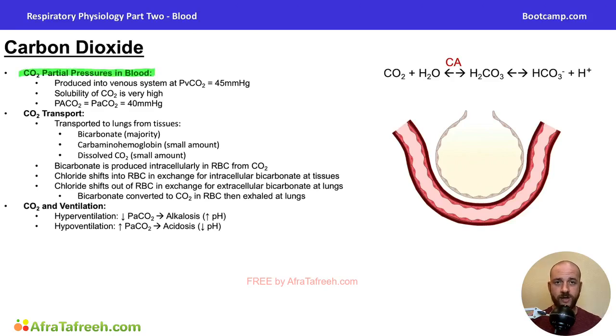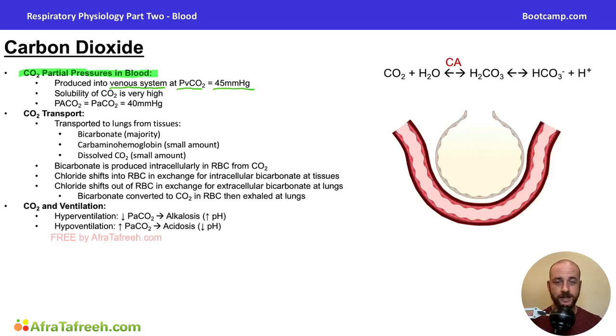So recall that carbon dioxide, or CO2, is produced by body cells as a byproduct of cellular respiration. And so that CO2 is going to enter into body capillaries, and then from there directly enter into the venous system at a partial pressure of 45 millimeters of mercury. And so the partial pressure of CO2 in the venous system, PvCO2, is going to be 45 millimeters of mercury.